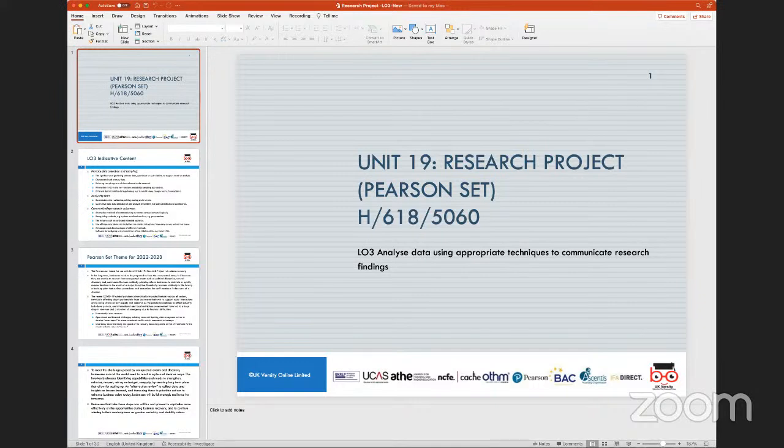What I mean by that is tools like graphs, charts, and tables. That would help the reader or the audience reading the research to identify the findings, for example the type of participants who contributed towards the data that you've collected for your research project.